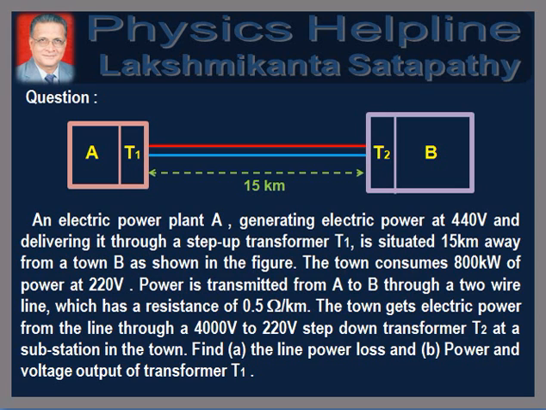Power is transmitted from A to B through a two-wire line which has a resistance of 0.5 ohms per kilometer. The town gets electric power from the line through a 4000 volt to 220 volts step-down transformer T2 at a substation in the town. Find the line power loss and the power and voltage output of transformer T1.